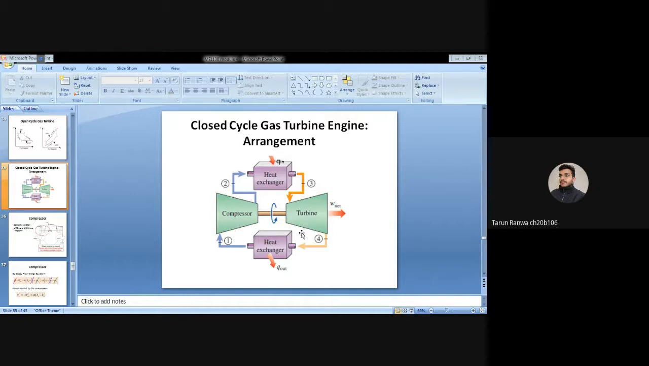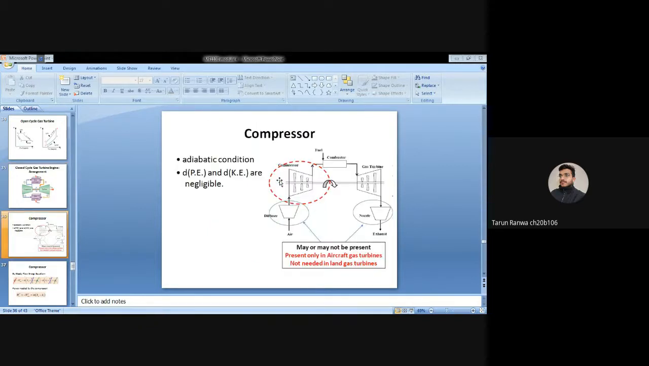Now closed cycle gas turbine. This is the arrangement of a closed cycle gas turbine. Here the compressor takes some input from the heat exchanger, and the turbine releases some output to the heat exchanger. So this is closed from here. This is closed from here. So this is the arrangement of a closed cycle gas turbine.